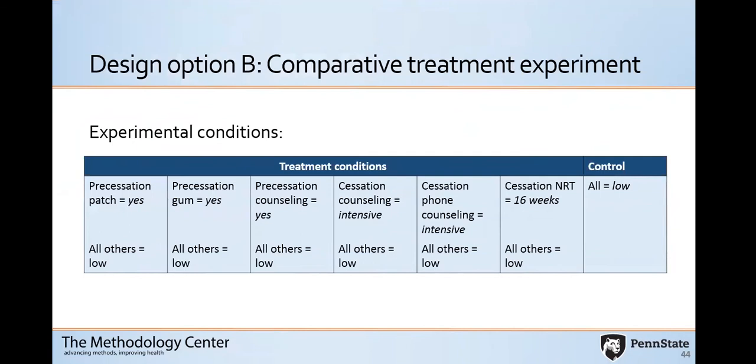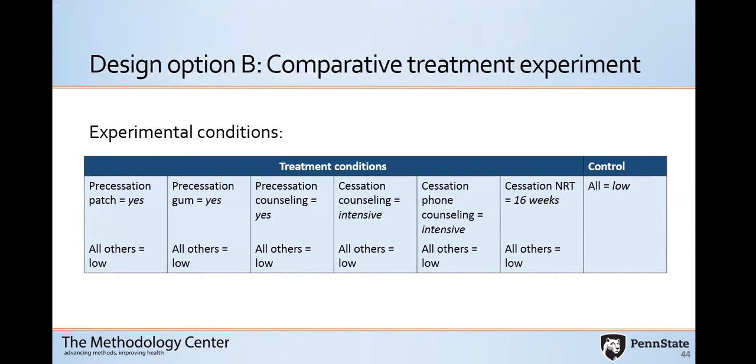So in this experiment, there would be seven experimental conditions. You see there's one control group, and then there are these six treatment conditions. In the first condition, the one that's farthest to the left, the patch would be set to yes or on, and all the others would be set to low or no. And then in the second condition, the gum would be set to yes or on, and all the others would be set to low or no, and so on. So there's essentially six treatment conditions here and one shared control condition. This is usually called a comparative treatment experiment.